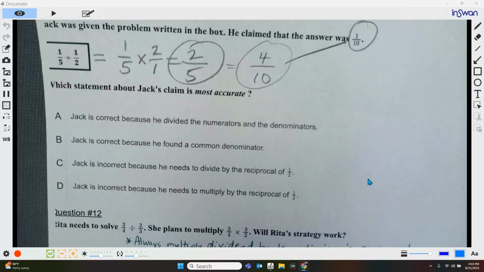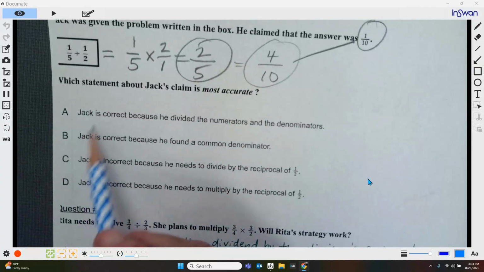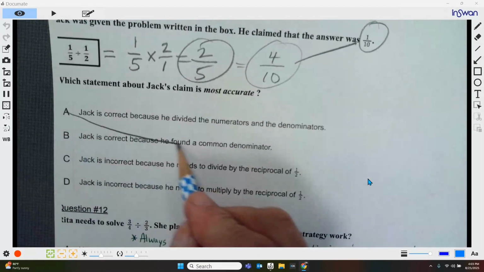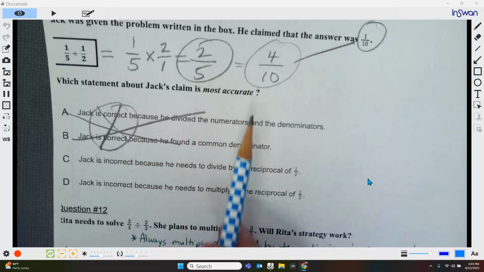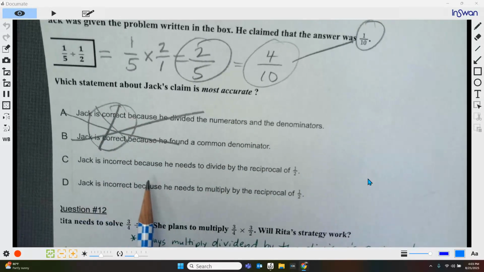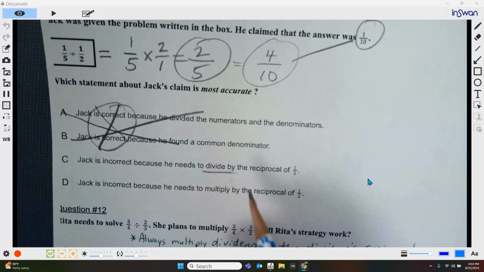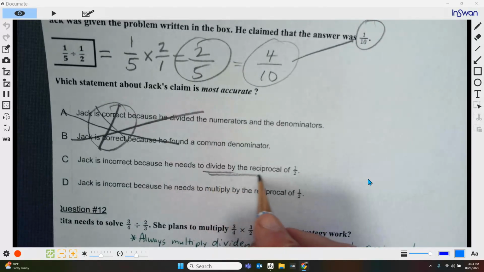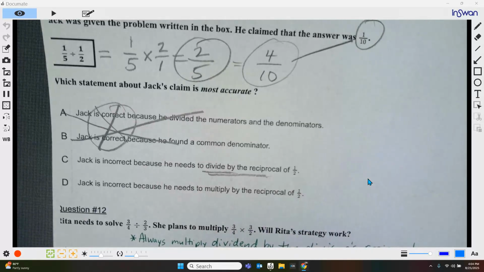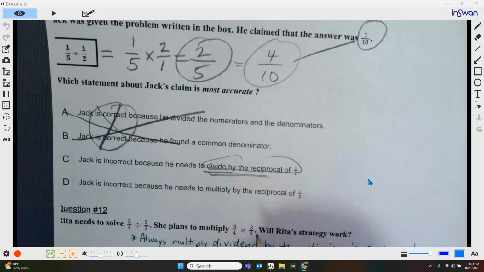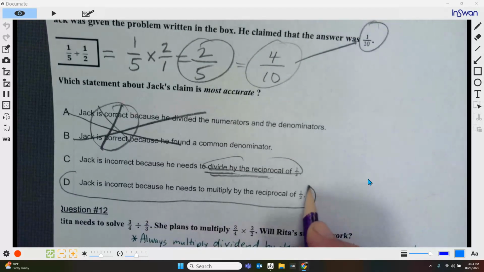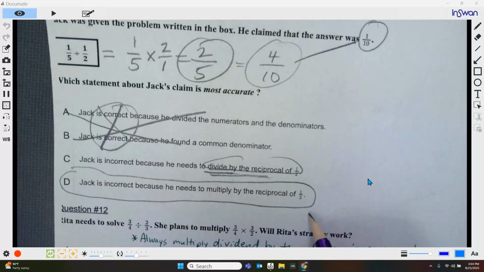So he is wrong. So he is not correct, so it can't be A or B, because those two say that he's correct, and he's not correct. But let's see, Jack is incorrect because he needs to divide by the reciprocal of 1/2. Well, that's not right, because you never, never, never, I just broke my pencil lead, divide by the reciprocal. You always multiply. Jack is incorrect because he needs to multiply by the reciprocal of 1/2.